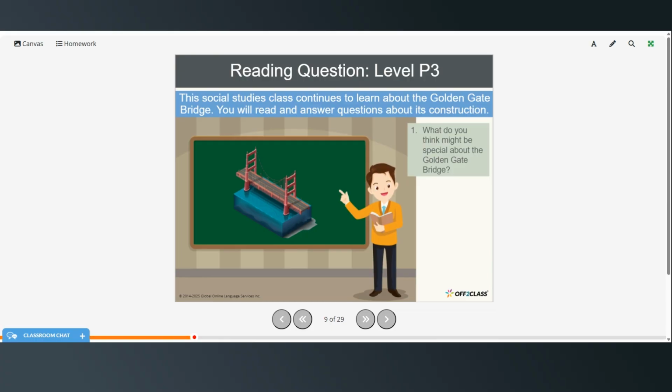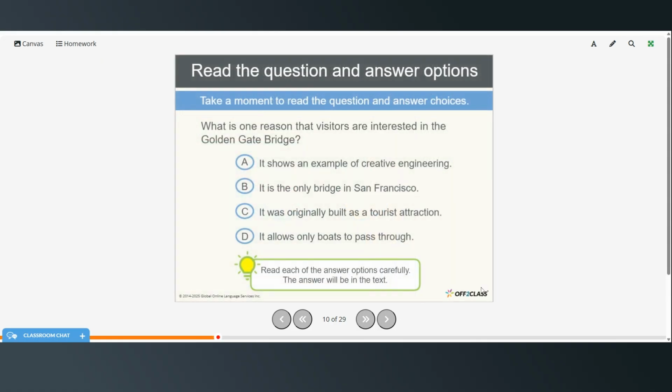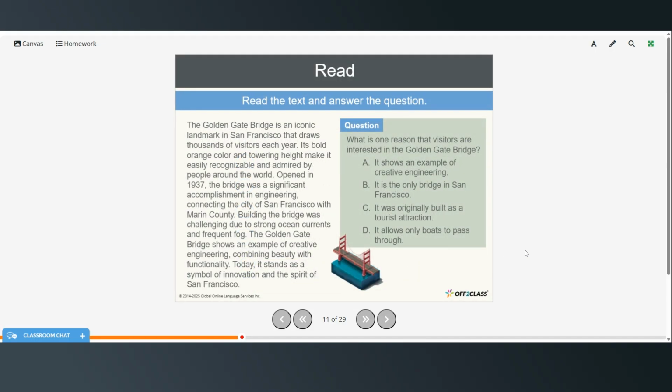This social studies class continues to learn about the Golden Gate Bridge. You will read and answer questions about its construction. So first, think about this question. What do you think might be special about the Golden Gate Bridge? So again, take a moment to read the question and answer choices. And then when you're ready, restart the video to continue. Now you can pause the video and read the text, and then answer the question.